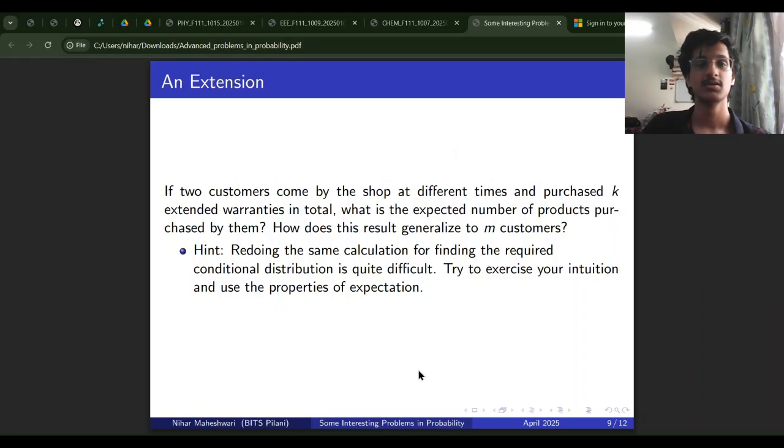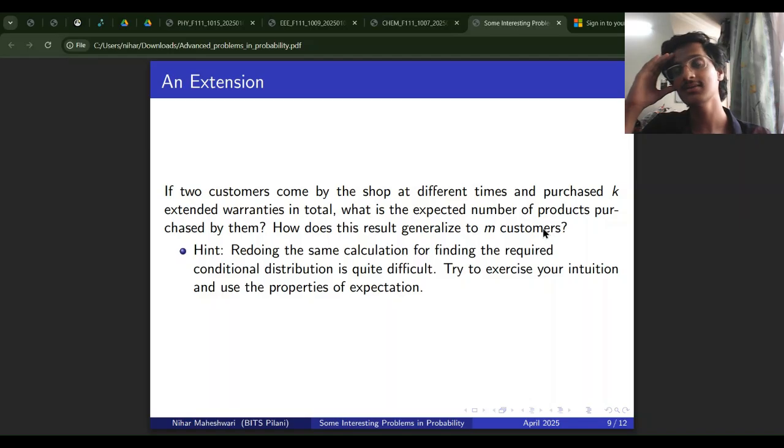Cool. Before we do that, I'd like you to try an extension yourself. If two customers come by the shop at different times and purchased K extended warranties, what is the expected number of products purchased by them, and how does this result generalize to M customers?